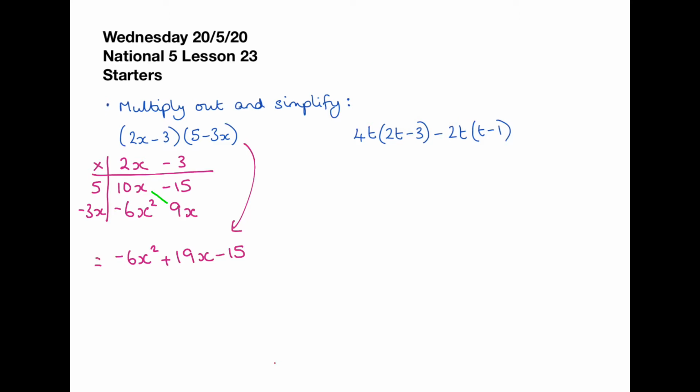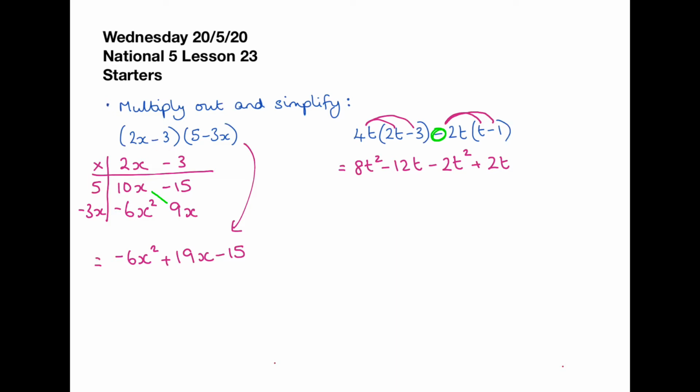Okay, so first thing is we're going to do 4t times 2t, that gives us 8t squared. Then we've got 4t times negative 3, so that's minus 12t. Then we've got negative 2t times positive t, so that's minus 2t squared. And then we've got negative 2t times negative 1 gives us plus 2t. So it's so important that you pay attention to that minus there.